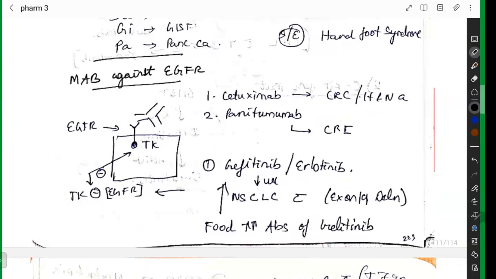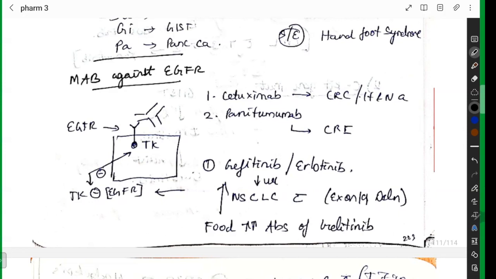What is EGFR? Epidermal growth factor receptor. How are you going to inhibit it? Either you can inhibit the epidermal growth factor, or you can inhibit the epidermal growth factor receptor and tyrosine kinase receptor. The drugs that inhibit the epidermal growth factor are cetuximab and panitumumab. These are the two drugs that inhibit the epidermal growth factor.